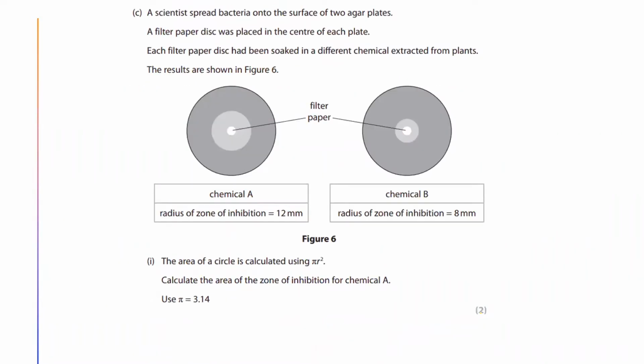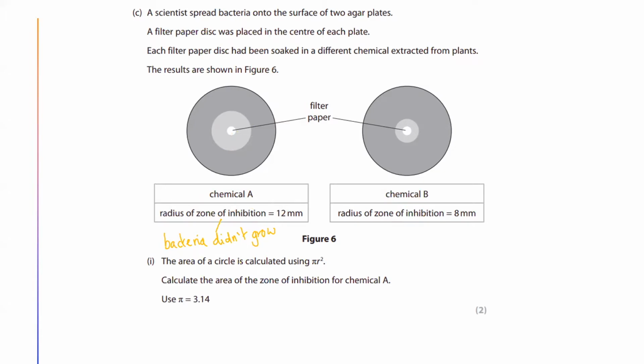Okay, a scientist spread bacteria onto the surface of 2 agar plates. A filter paper disc was placed in the center of each plate. Each filter paper disc had been soaked in a different chemical extracted from plants. The results are shown in figure 6. There's chemical A, zone of inhibition. That's where bacteria were killed or didn't grow. So there's no bacteria here. Okay, they died or they just didn't grow. Chemical B has a bigger zone of inhibition. That's got a bigger area where bacteria didn't grow.